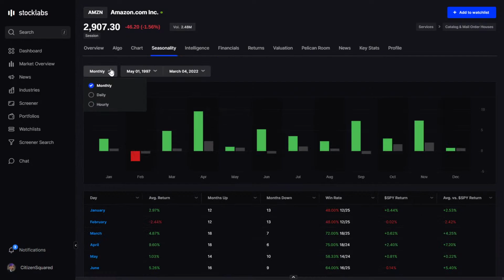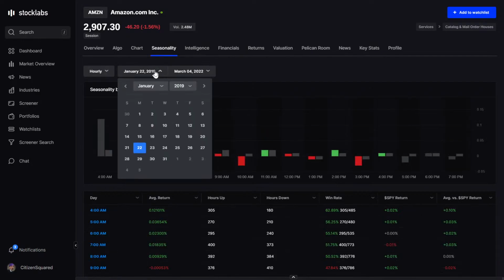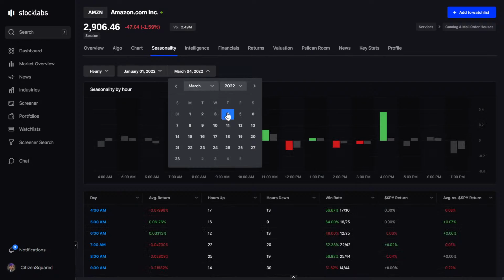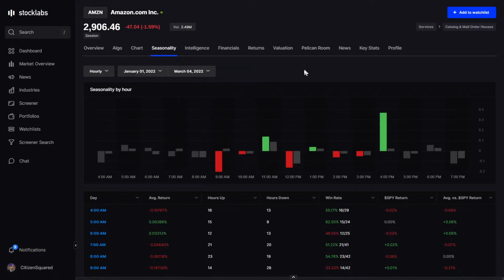Seasonality, seasonality goes down to the hour. So you could look up, say, from January this year to today, and by the hour, what returns are like for a particular stock. You probably wouldn't look at 3 months or over 2 months of data, but you could look at something like the past 2 weeks. What does it look like on an hourly basis?